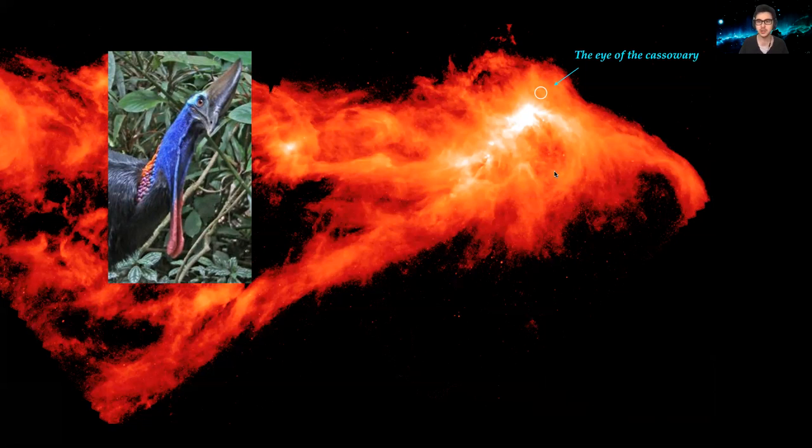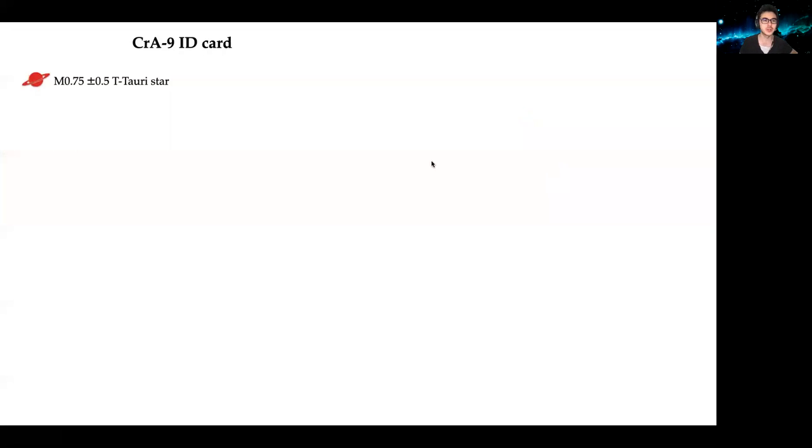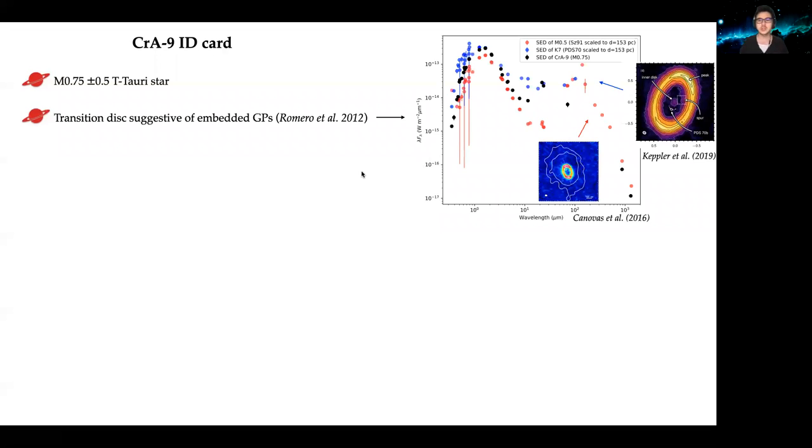So what is so special about the eye of the cassowary, also known as CrA-9? It is an M0.75 T Tauri star. And what is interesting is that it is surrounded by a transition disk. Actually, the spectral energy distribution of the object is somewhere midway between that of PDS-70 and that of SZ91, which are both known to harbor large cavities, which might be suggestive of the presence of embedded giant planets.